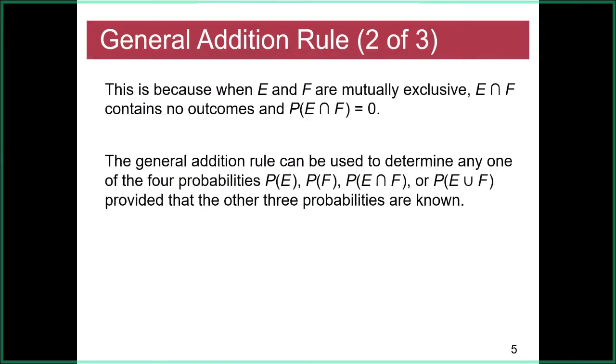And again, this is because if they're mutually exclusive, the probability of E and F is 0, so we didn't have to subtract it out. Now we have to account for the fact that it would have been counted both in event E and in event F. So we have to take it out since it's been counted twice.